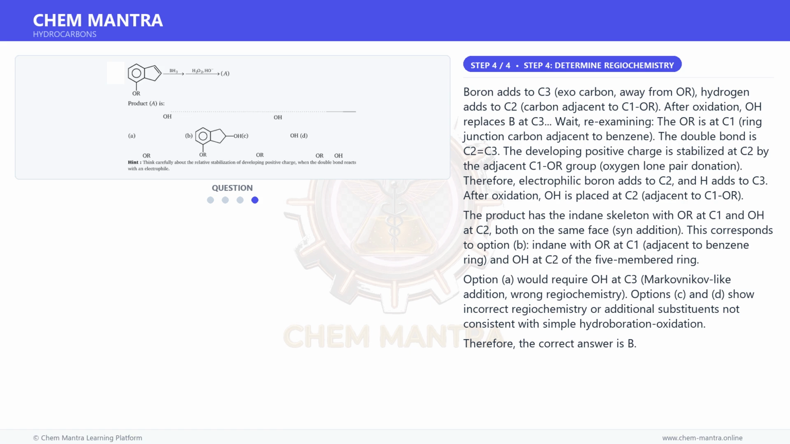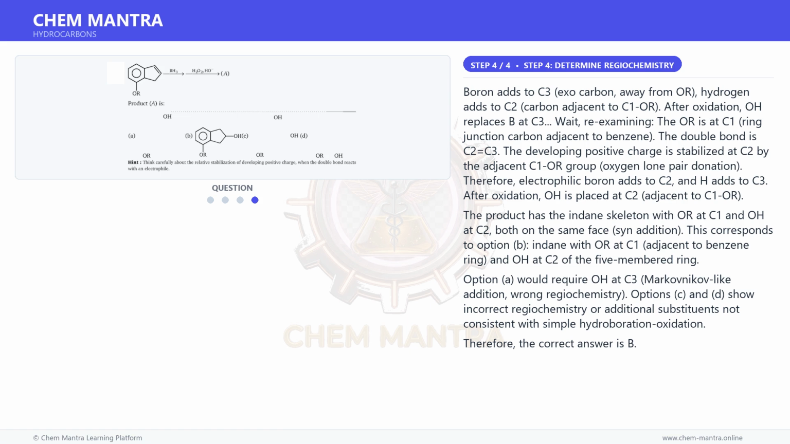Wait, re-examining, the OR is at C1, the ring junction carbon adjacent to benzene. The double bond is C2=C3. The developing positive charge is stabilized at C2 by the adjacent C1 OR group oxygen lone pair donation. Therefore, electrophilic boron adds to C2 and H adds to C3. After oxidation, OR is placed at C2 adjacent to C1 OR.